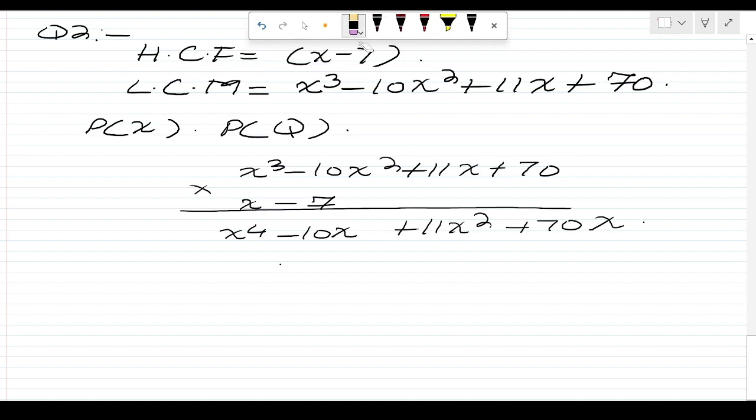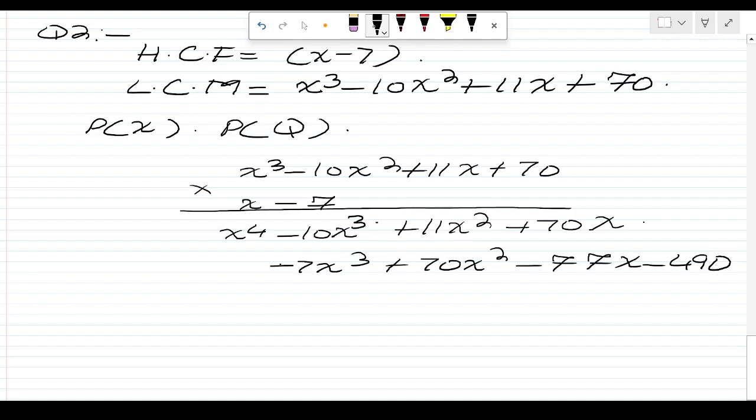I think I made a mistake here. We are going to change this to cube. Okay, we will just write negative 7x cube. Then it will be added with 70x square minus 77x minus 490. After writing that, we will just simplify this much more further. So let's see how this will be simplified.